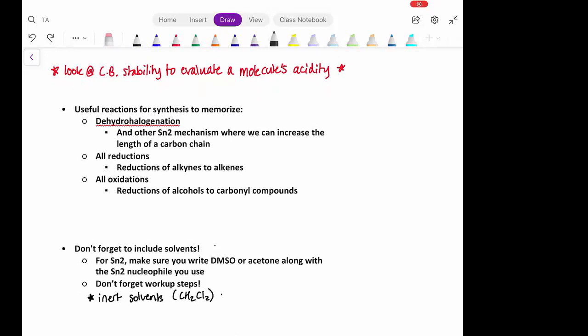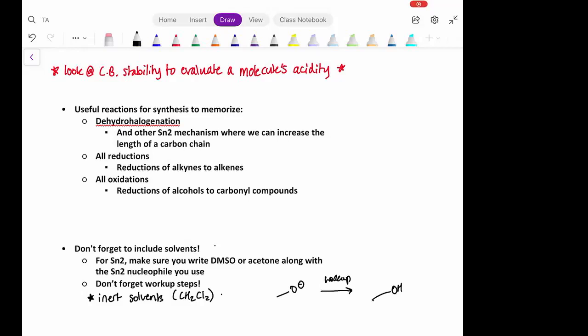So don't just write KCN, make sure you write KCN and DMSO to get full credit. Don't forget workup steps as well. With epoxide opening under nucleophilic or basic conditions, you have to include a workup step so you can reprotonate that O minus. So you end up with an O minus, and you need to include a workup step so that you can convert that to an OH.